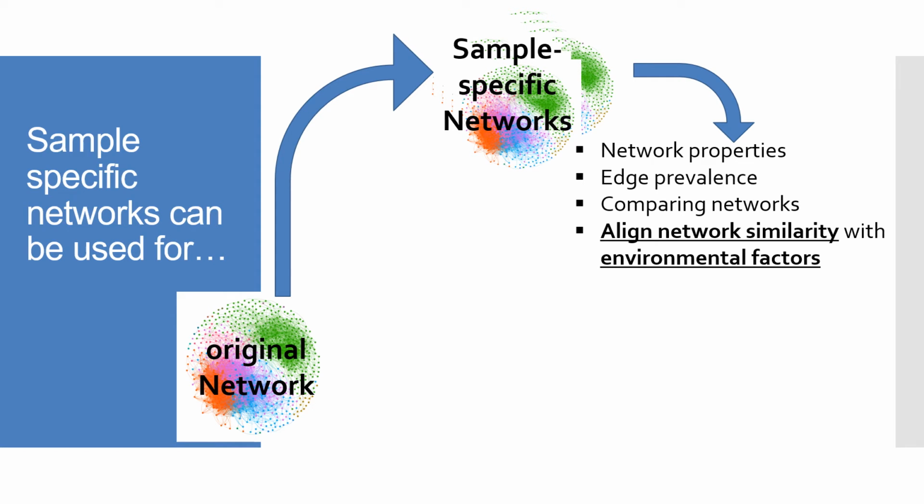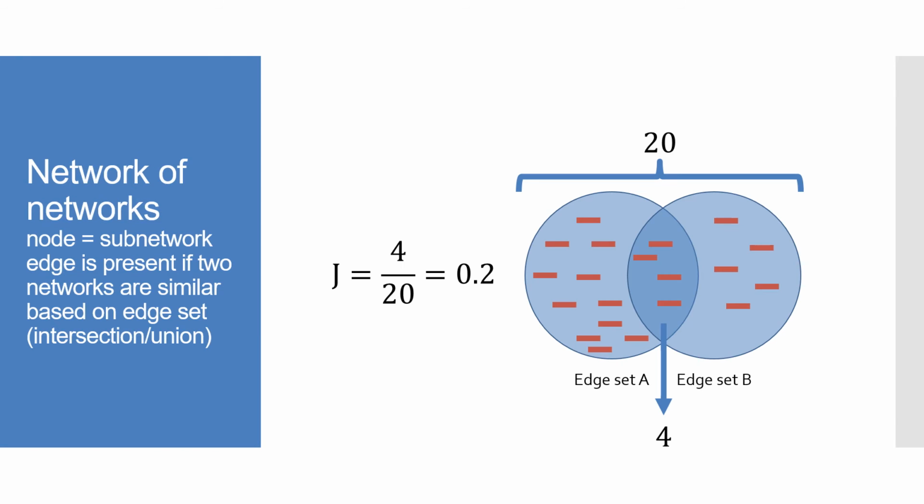And then we see how the network similarity aligns with environmental factors. First, I measured network similarity based on the set of edges. For that, I computed the number of edges two networks have in common, divided by the number of edges that are in one or both networks. That is, the intersection divided by the union of sets. If two networks have exactly the same edges, the score is 1. And if two networks share barely any edge, the score is close to 0.